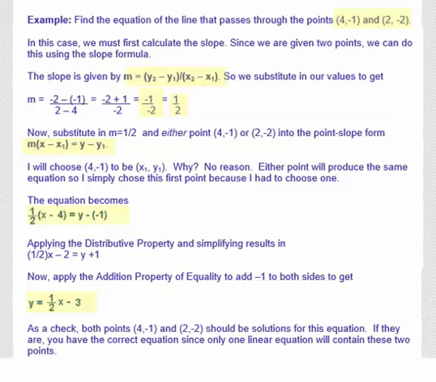To check our work, plug both (4, -1) and (2, -2) into that slope-intercept form. If you plug in (4, -1), you get 1/2 times 4 minus 3 equals 2 minus 3, or -1. If we plug in (2, -2), we get 1/2 times 2 is 1, minus 3 is -2. Both points check out, and that verifies that we did get the correct answer.